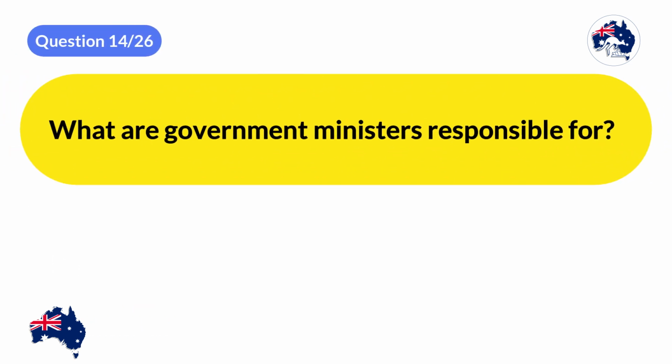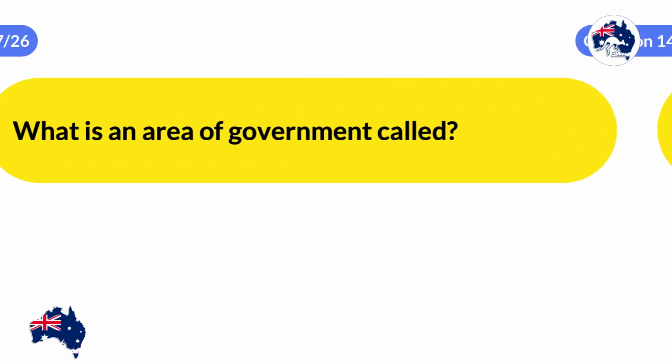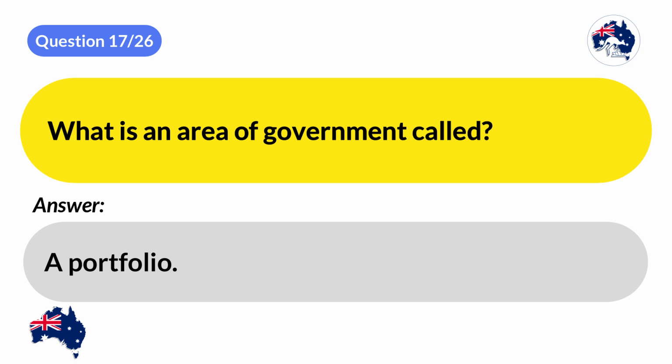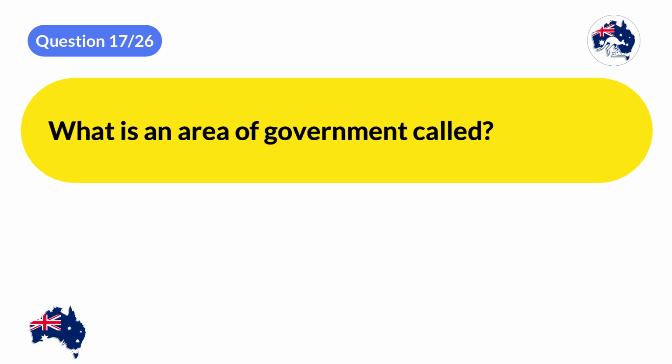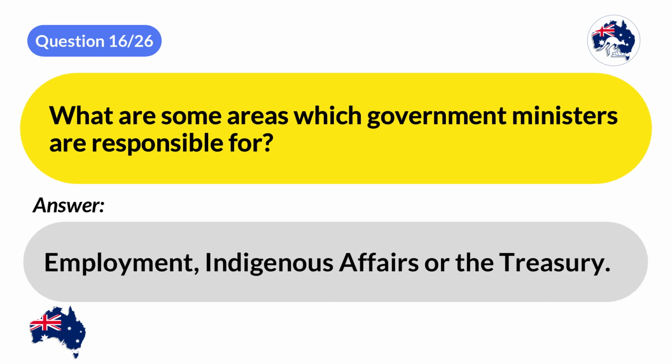What are government ministers responsible for? An area of government. What is an area of government called? A portfolio. What are some areas which government ministers are responsible for? Employment, Indigenous Affairs, or the Treasury.